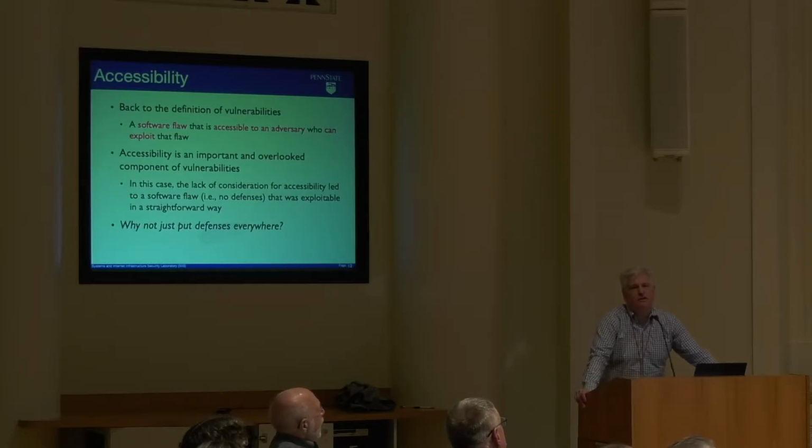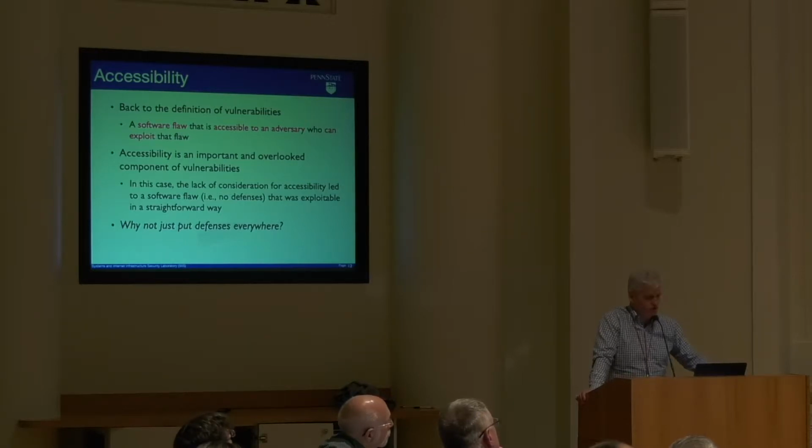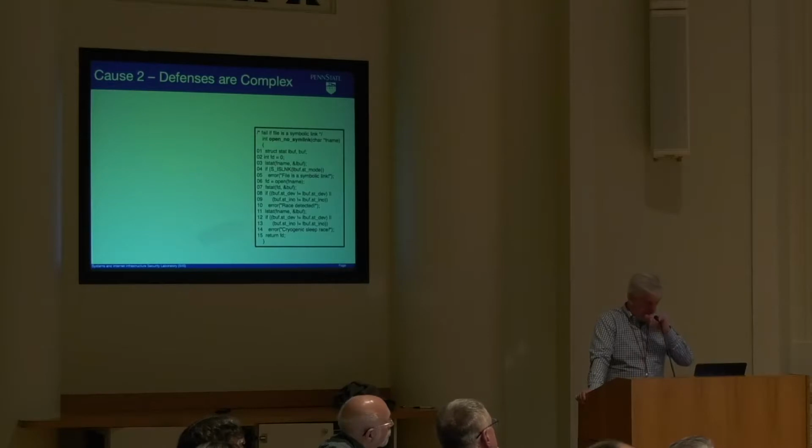So if we go back to the definition of vulnerability, what we see is that this attack really is caused by the middle part, by the accessibility. In this case, the programmer didn't think there was going to be any problems, so they didn't add any defenses. And so once the accessibility was provided, the exploitation was quite straightforward. So an answer, we might think, is, well, why don't we just put defenses everywhere and defend every time we access these resources. The challenge is that the defenses themselves are complex to add and, maybe even more importantly, expensive.